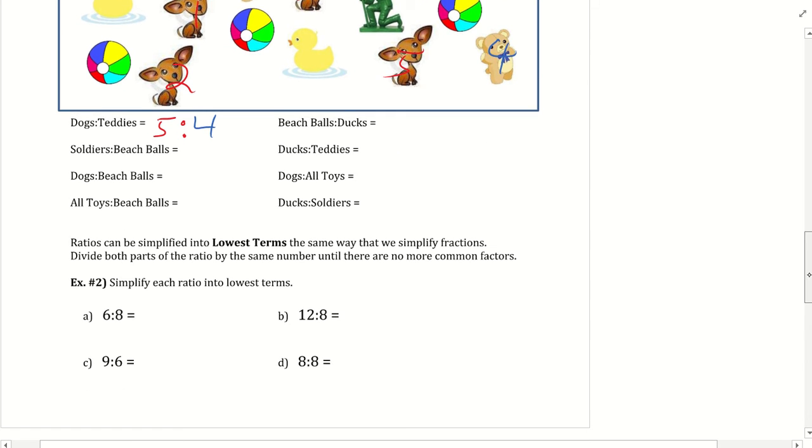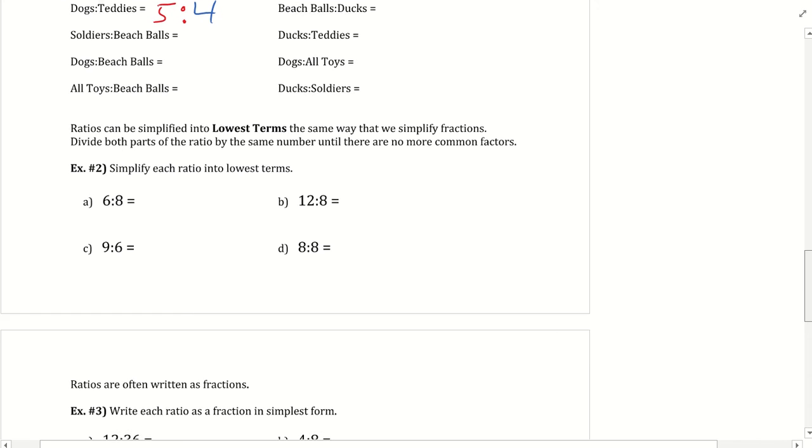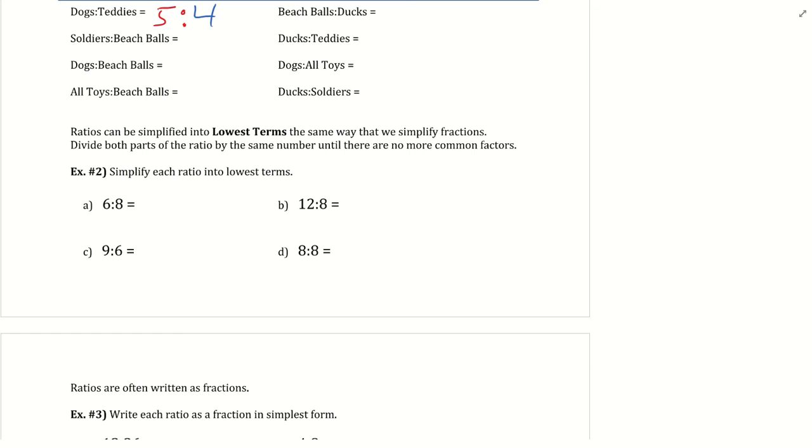Now you can try the rest with the toy box there and see what you can do for the ratios. Let's carry on here. A ratio can be simplified to lowest terms, just like our friends the fractions. Divide both parts of the ratio by the same number until there are no common factors.